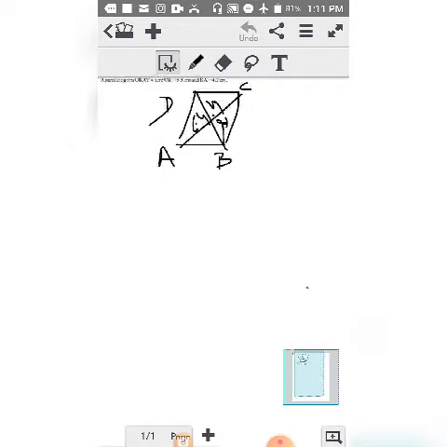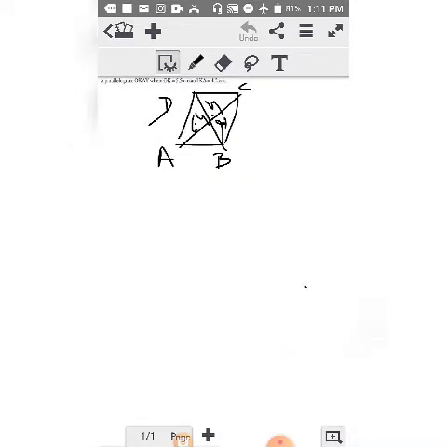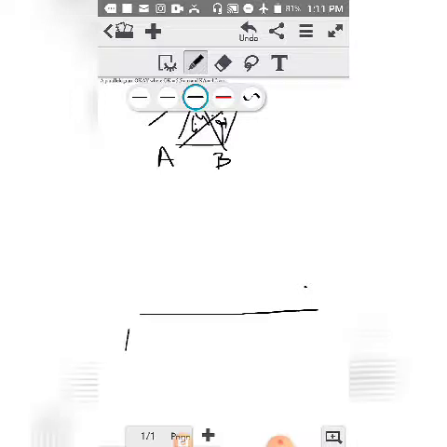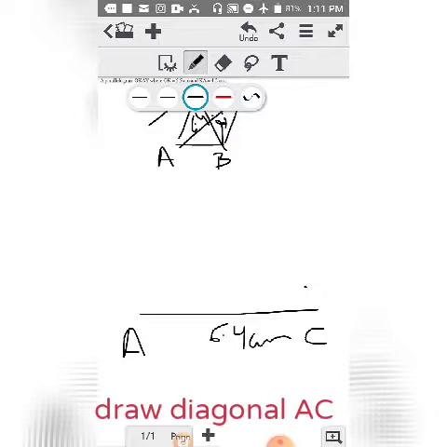You will make a rough figure on the right side, small, as I have told you, and then you will see the rough figure and make your main figure. So first you will make one diagonal AC. Diagonal AC is given as 6.4. So draw it 6.4.